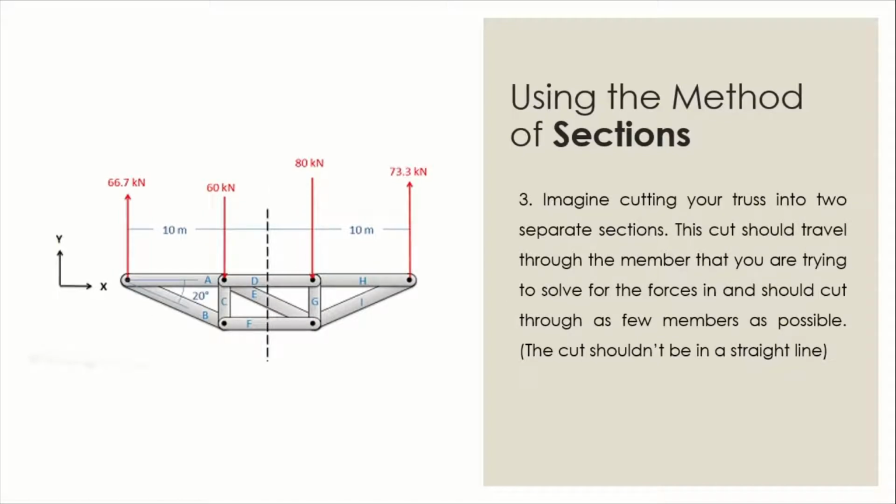Third step, imagine cutting your truss into two separate sections. This cut should travel through the member that you are trying to solve for the forces in and should cut through as few members as possible. The cut doesn't have to be a straight line.